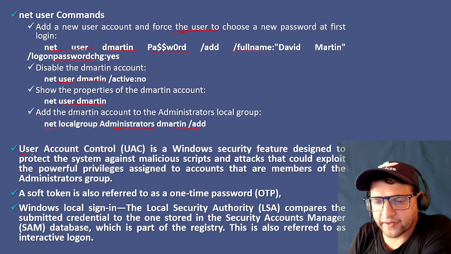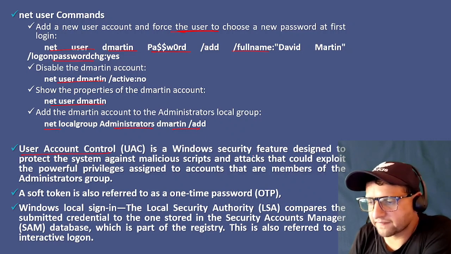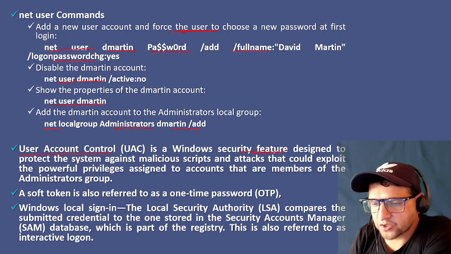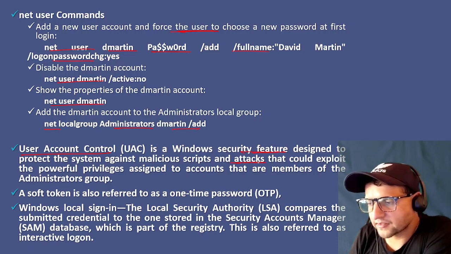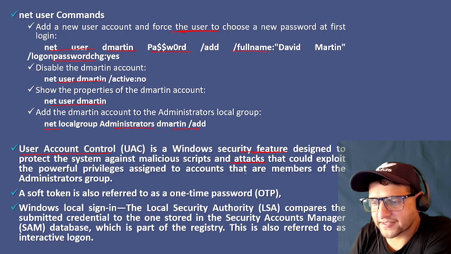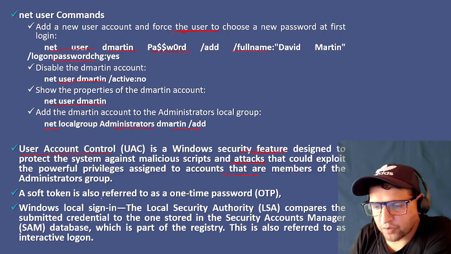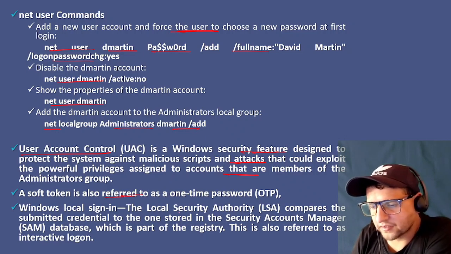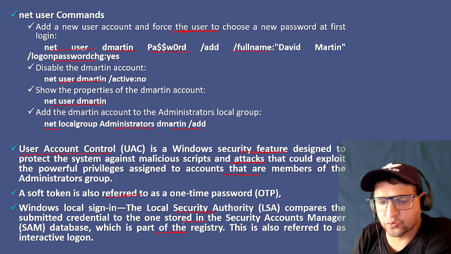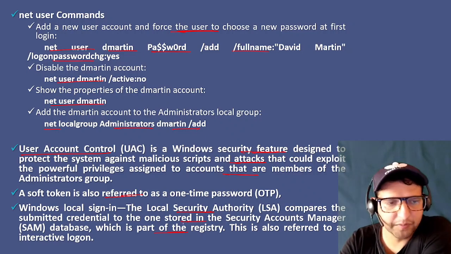UAC, we had this in the question. User Account Control is a Windows security feature which is designed to protect the system against malicious scripts and attacks that could exploit the powerful privileges assigned to accounts that are members of the administrative group. A soft token is also known as a one-time password. In a Windows local sign-in, the local security authority compares the submitted credential to the one that is stored in the SAM, Security Account Manager database. It's a part of the registry. This is known as interactive logon. So when you type the password.